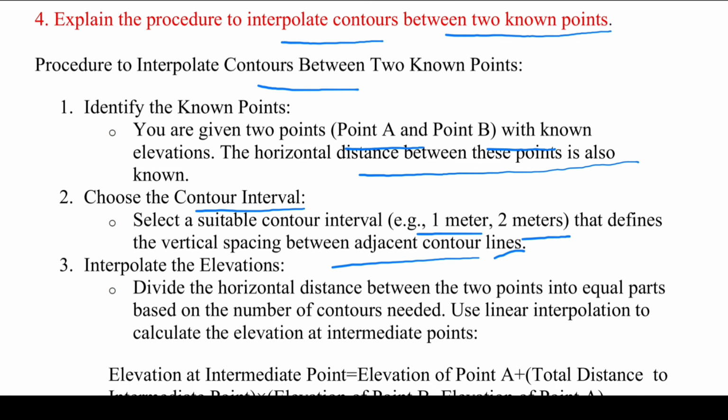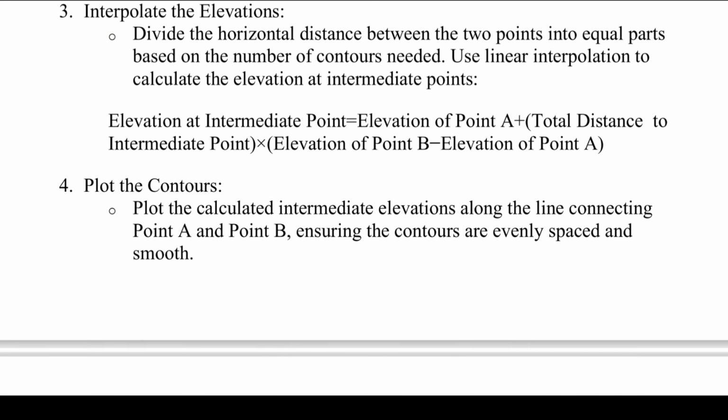Next, we have to go for interpolation of elevations. So we have to divide the horizontal distance between the two points into equal parts, based on which type of contour you need. Use linear interpolation by calculating the intermediate points of the elevation. We need to find that out. For that we have a formula.